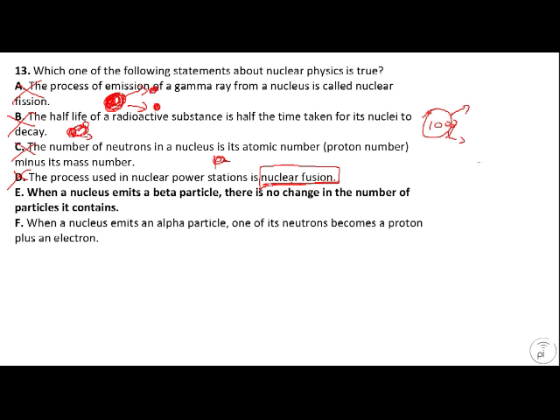contains. Это правильно, потому что, например, у нас есть один нейтрон и два протона. Когда бета-партикл уходит, то нейтрон превращается в протон, и у нас есть три протона. И number of particles which nuclei contains does not change. Это 3 и 3 осталось. Ответ будет E.